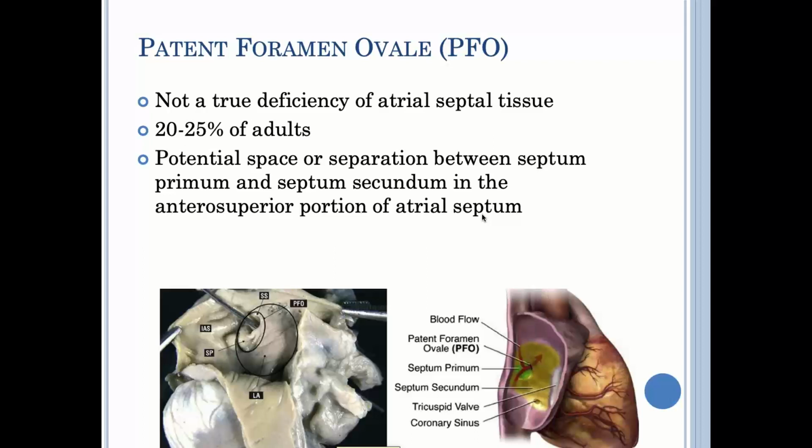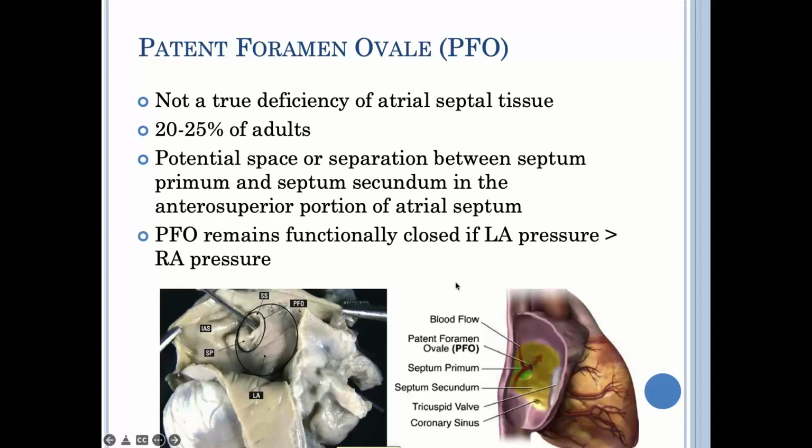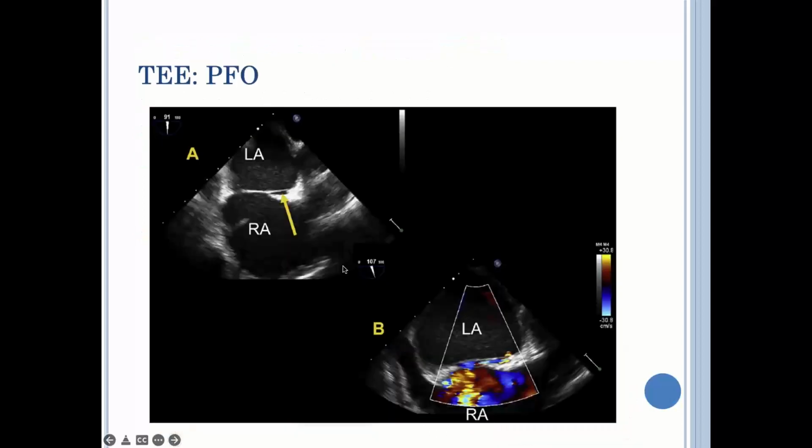But it's generally the potential space, as opposed to the ASD, where there was deficiency in the tissue or a clear ostium or communication between the right and left atrium. And PFOs generally remain functionally closed if the left atrial pressure is more than the right atrial pressure, and there can be transient increase in the right-sided pressures that cause the flow from right to left.